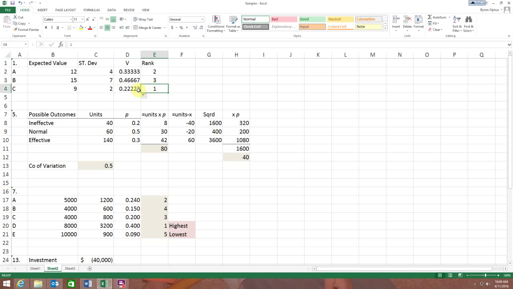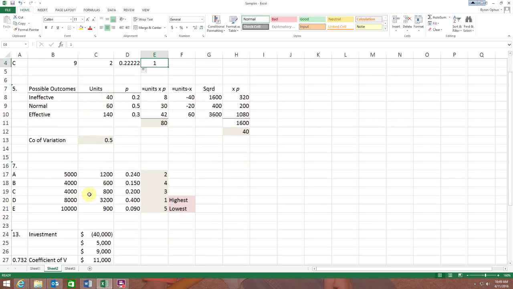So this one is the least risky, and it would be my preferred investment if I were risk averse. My expected value may be smaller, but if I'm risk averse, this would be the investment that I might prefer. And that's kind of what it's asking there.